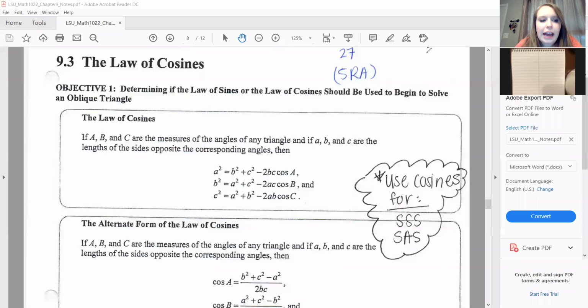Okay, hey y'all, here for 9.3 and 9.4 lesson. It's really not that bad, just some new formulas you've never seen before. So the first one is the law of cosines, and I have it up on the screen. It's kind of like the Pythagorean theorem.